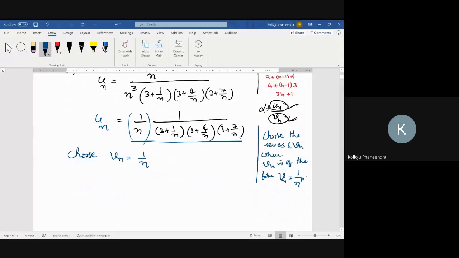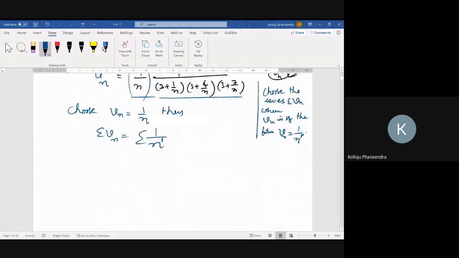Then sigma Vn is nothing but sigma 1 by n power 1. What is the p value now? 1. According to our p series test, do you remember the p series test? Sigma 1 by n power p converges if p is greater than 1 and diverges if p is less than or equal to 1. And the p value here is 1, so it is divergent.